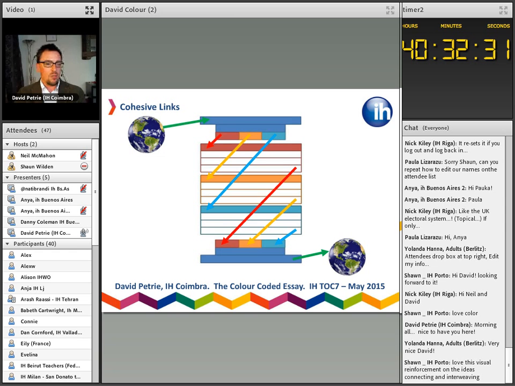So that final sentence links your essay back out to the world again. So you've got this sort of hourglass shape which goes from the general down into the specific and then back out again at the end. Okay. That's basically the color-coded essay.